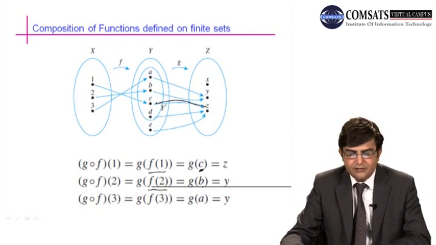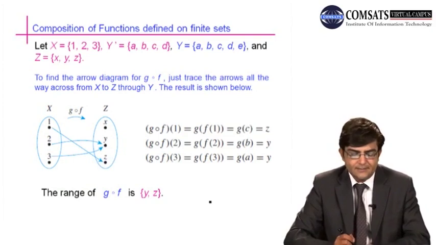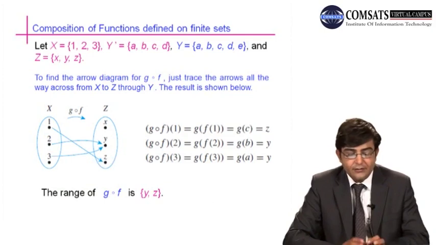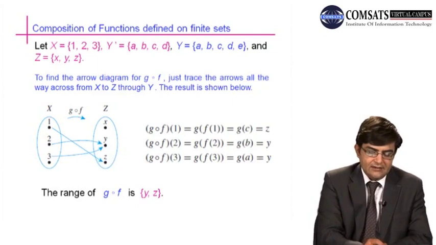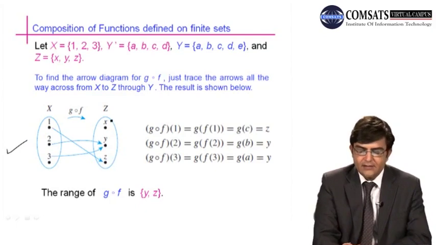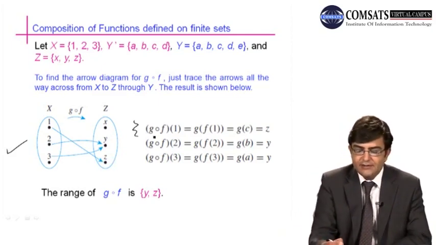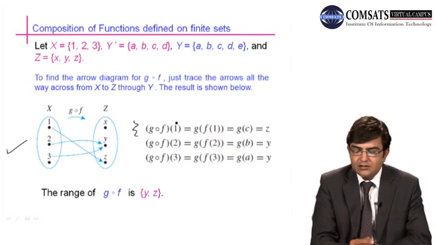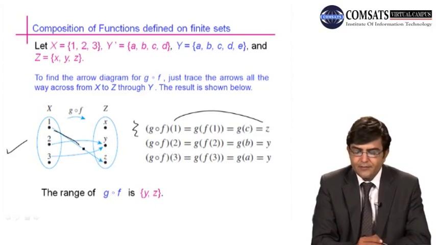So the composition of two functions can be defined like this. If we draw an arrow diagram directly from X to Z of the composition of g and f, it will be like this. Here X is {1, 2, 3}, Z is {x, y, z}. With the help of these expressions which we have calculated in the previous slide, g circle f of 1 is basically z. So 1 is connected to z.